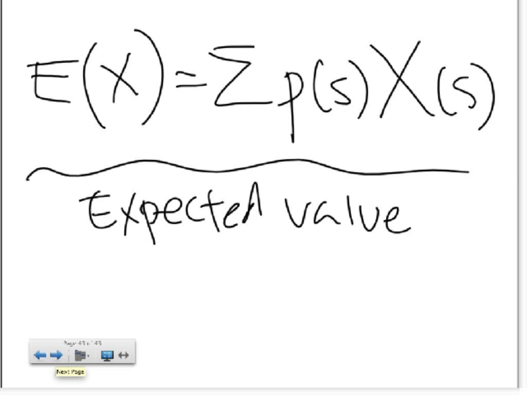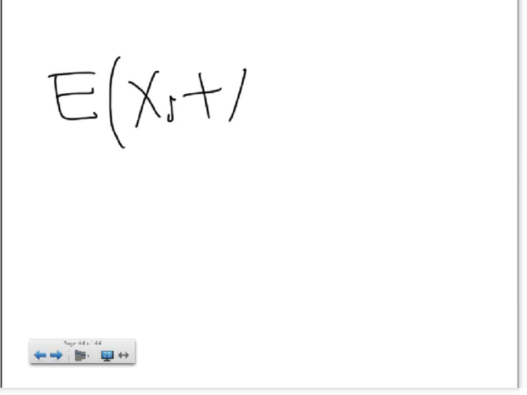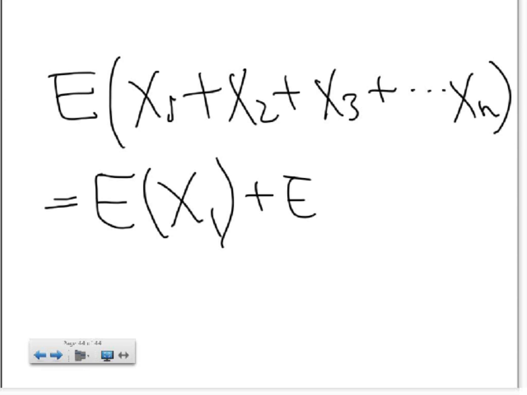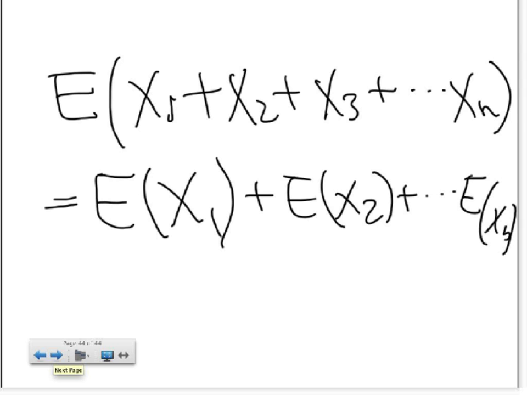Expected value is said to be linear, which means that the expected value of the sum of random variables is equal to the sum of their expected values, which is going to be the expected value of X1 plus the expected value of X2, and so on. So in summary, the expected value of the sum of random variables is the sum of the individual expected values.